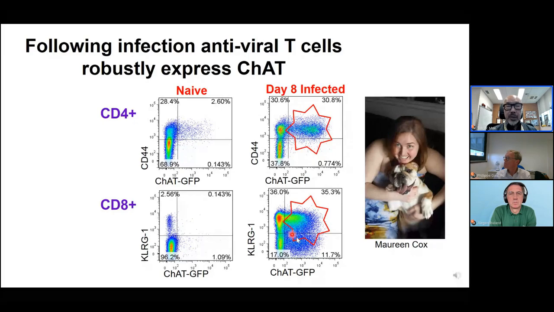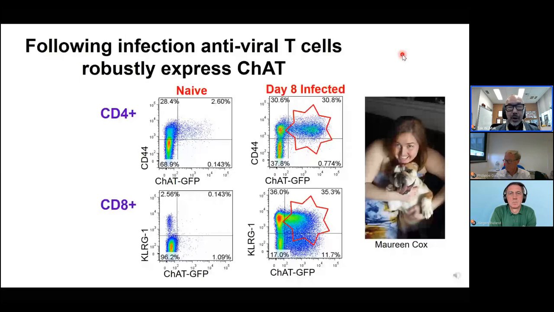And basically, what would be the function of this? So she deleted the enzyme ChAT in T cells alone by using CD4 Cre. Of course, we cannot delete ChAT in all the cells in the mouse because it is used in a lot of parasympathetic nerves and other neuronal transmission.